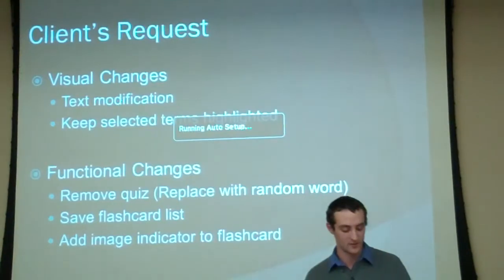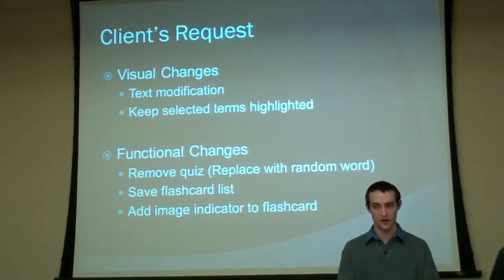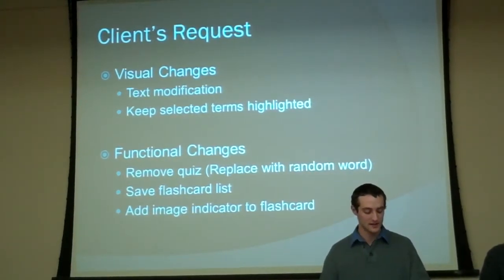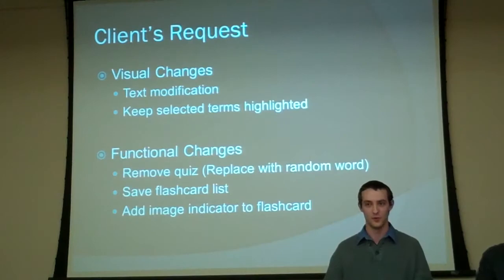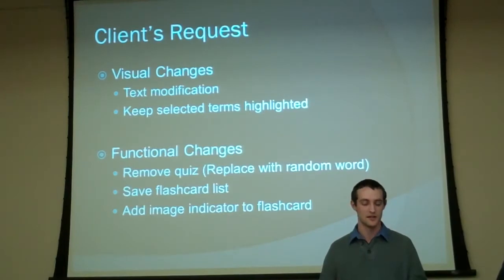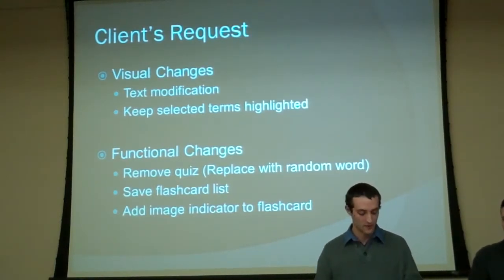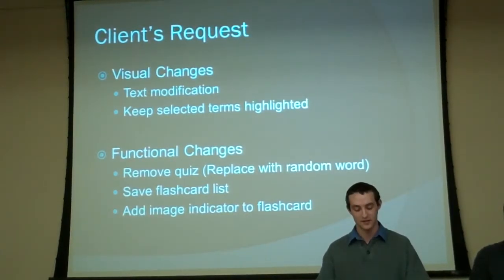Upon completion of the iteration, we presented the client with a working model, and the client wished for a few changes. Visually, the text on the application was, when we're developing it, on the computer, and we didn't actually account for the size on the mobile platform. So the text was a little too small or a little too dull. She would also like, when we're selecting terms from the database, to keep those terms highlighted so the user is able to tell which terms are currently in their list.